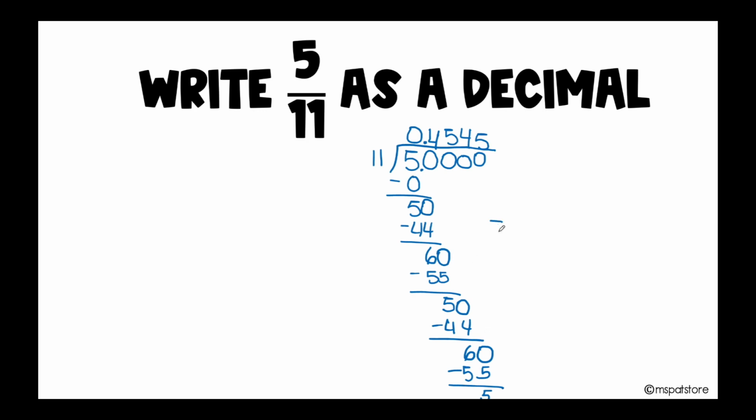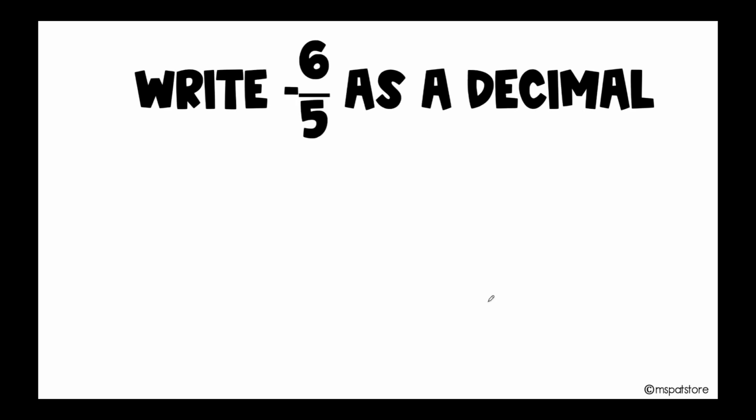So your final answer is 0.45, as the 45 is a digit that keeps repeating and repeating itself. I will draw a bar notation on top of 45. And this is my final answer. So I just got a repeating decimal because it keeps repeating the 45 all over again. Pause the video and try to do this one by yourself.